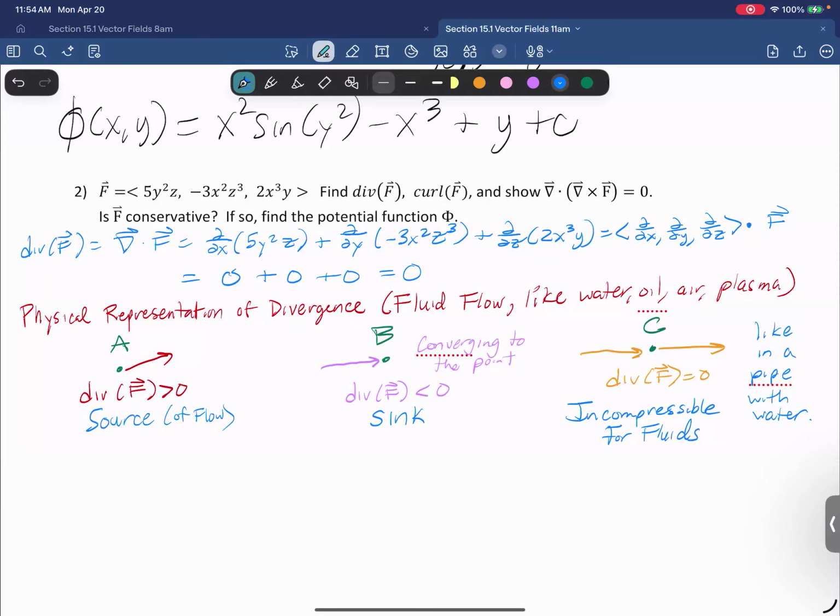The idea that divergence of F equaling 0 for something else is kind of hard to explain. Like taking rock and trying to pressurize it. I guess we'll just call it incompressible. I guess you can compress some things, like carbon compresses to diamonds, right?